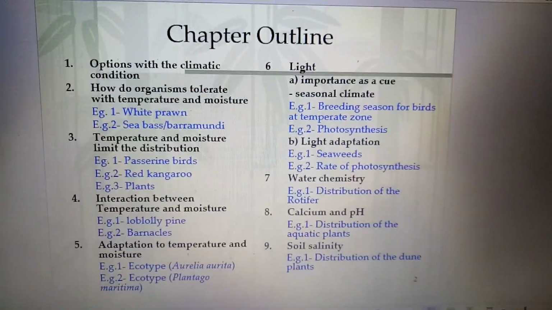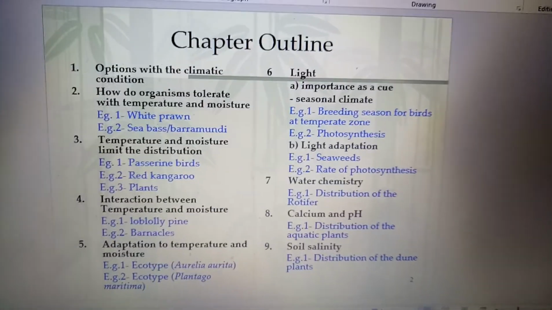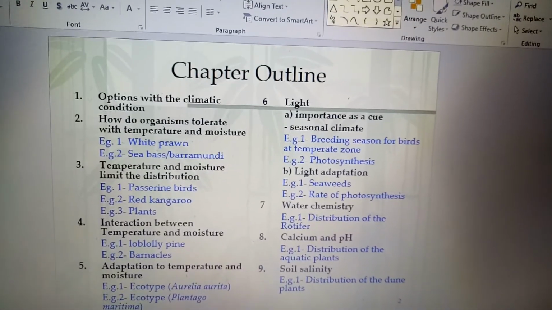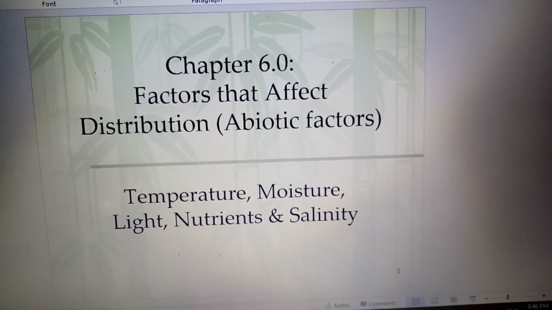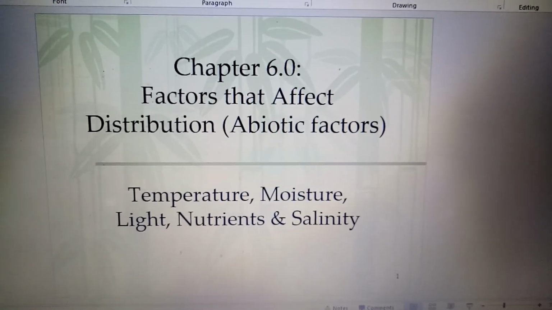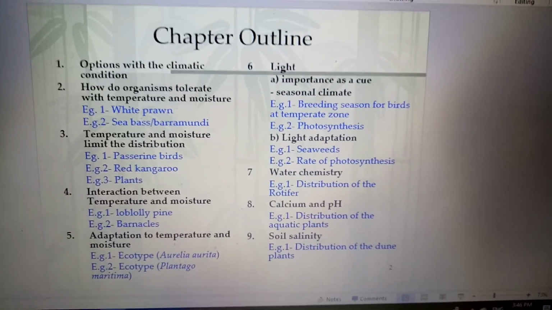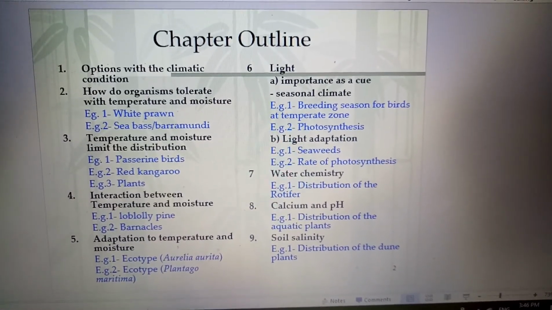Okay, these are the chapter outlines. If you look at that, after we finish this chapter, you should be able to understand the factors that affect distribution, more into abiotic factors, which are temperature, moisture, light, nutrients and salinity. So this is an outline. There are 9 sub-chapters altogether.